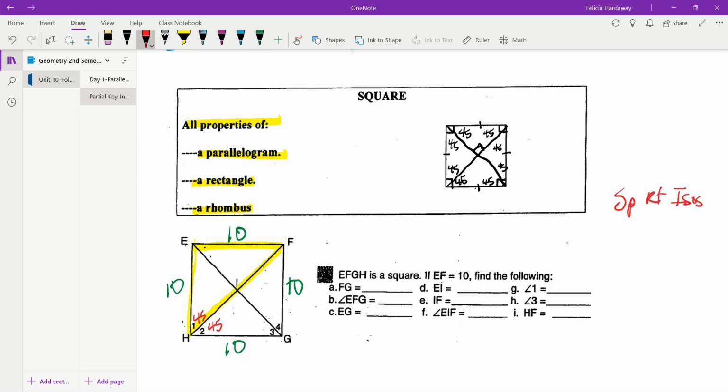For the isosceles, we have a leg, and your hypotenuse is the leg times radical 2, because your two legs are the same. So right now I see those two legs, 10 and 10, and that'll help you get to your hypotenuse EF.